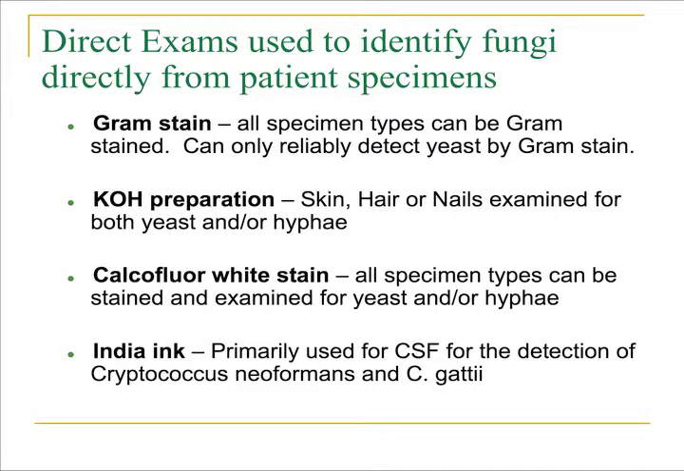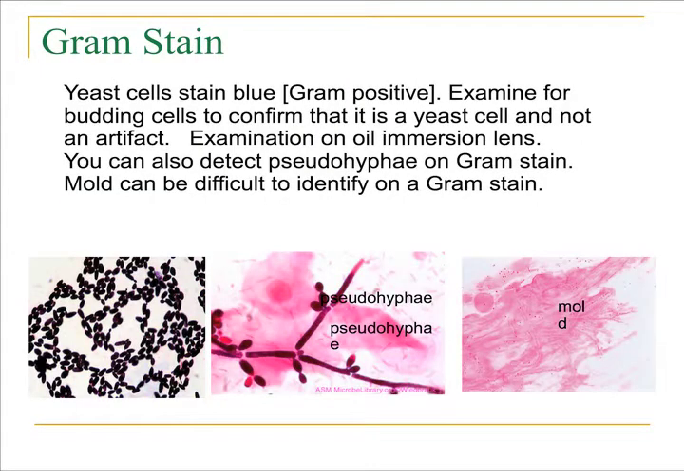KOH preparations are a very old and standard technique to use to observe skin, hair, and nails for both yeast and hyphae. Calcofluor white stain. All specimen types can be stained and examined for both yeast and mold. And then the India ink, which is primarily used for sterile body fluids, particularly CSF, to look for Cryptococcus neoformans and gattii. On the next slide, we'll dissect each of these techniques a bit, and we'll start with the Gram stain.